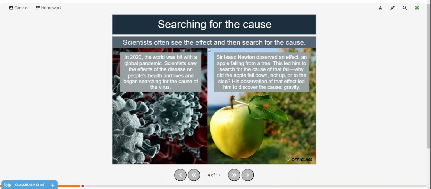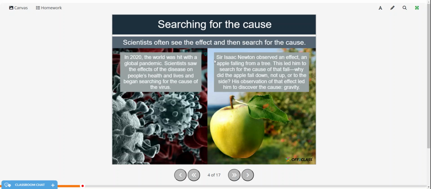So scientists often see the effect and then they search for the cause. So in 2020, the world was hit with a global pandemic. Scientists saw the effects of the disease on people's health and began searching for the cause of the virus.